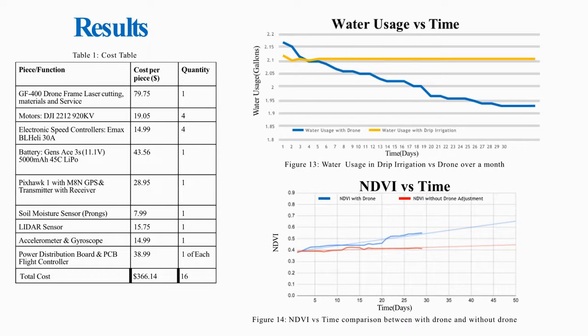So now we have this NDVI versus time graph, and NDVI tells us the health of the plant, and the higher the NDVI within a certain range, the better the health of the plant. So you can see the NDVI with the drone is significantly higher than the NDVI without the drone adjustment. The NDVI without the drone adjustment stays consistent, while the NDVI with the drone's adjustment increases over time, which is exactly what we wanted to see.